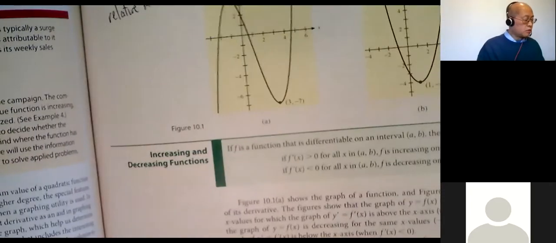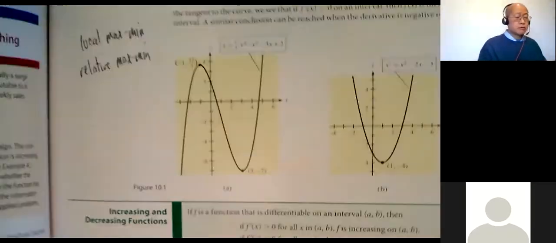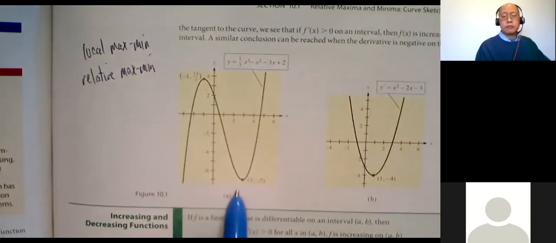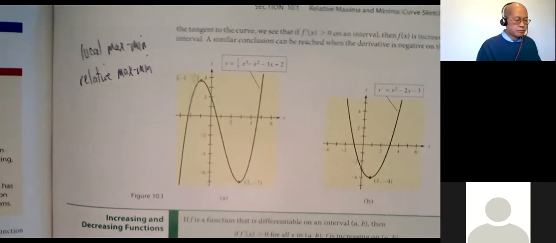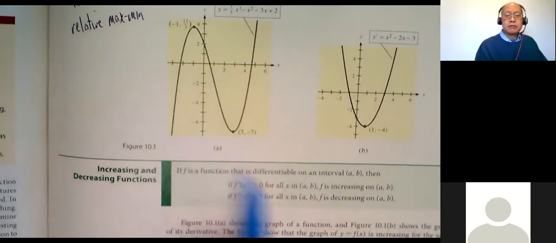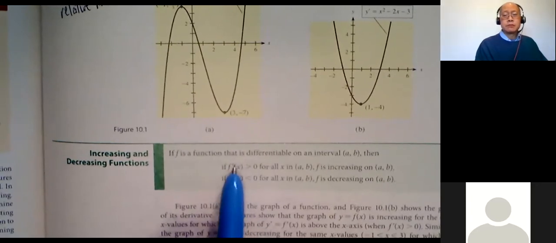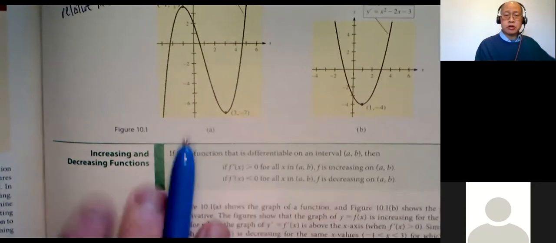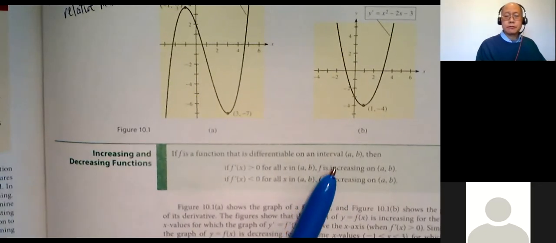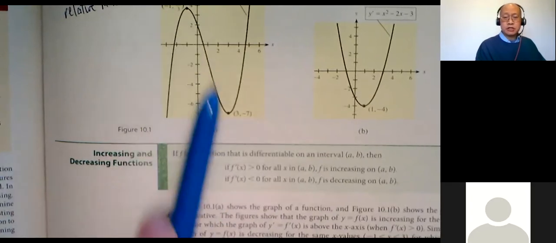So what do you really need to know? Maximum, minimum, high point, low point, right? Local maximum or relative maximum, local minimum, relative minimum. How can you tell if the graph is increasing or decreasing? By the derivative. F prime of x greater than 0, i.e. slope, right? Remember, derivative gives me slope. Slope is positive, then the function's increasing. F prime less than 0, slope negative, function's decreasing.